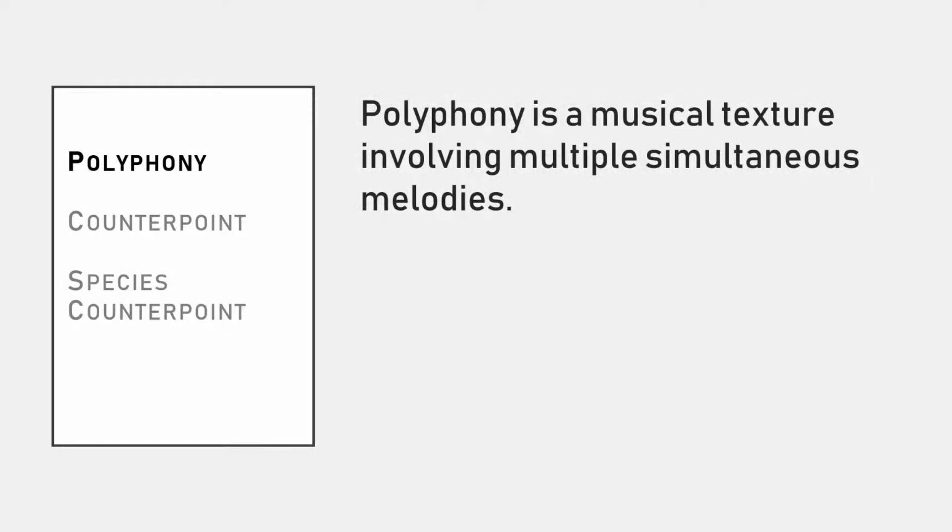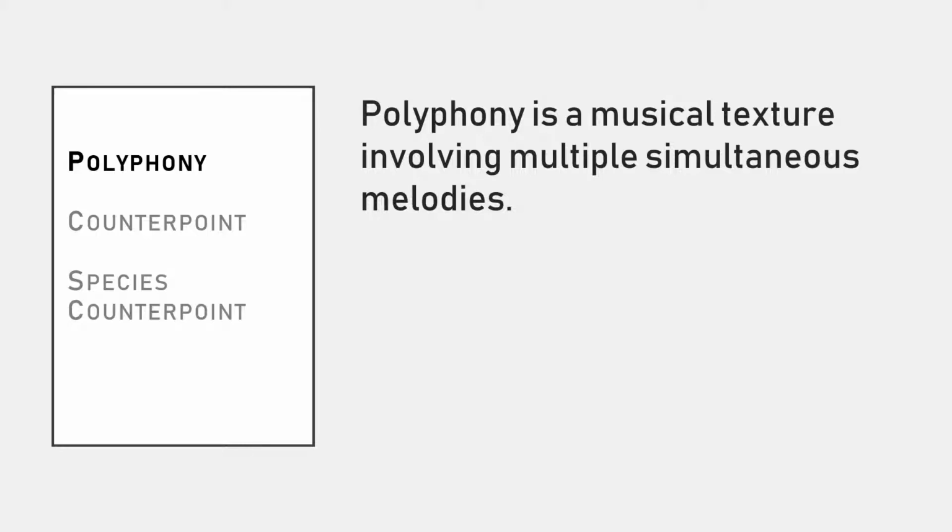Polyphony is a musical texture involving multiple simultaneous melodies. Most music doesn't have a polyphonic texture. When we sing the national anthem, for instance, even if there are thousands of people singing together, they're still only singing one melody, not multiple melodies. That's called monophony. And in most popular music, there's only ever one melody to listen to, which is sung by the lead singer. And the other instruments just provide that one melody with a rhythmic and harmonic background. That kind of texture is called homophony.